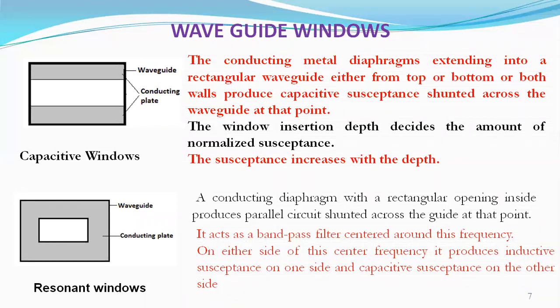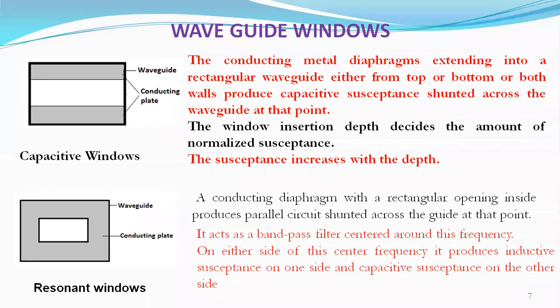Then tuning screws and posts. These are used to create susceptance in the rectangular waveguide. For tuning screws, we insert a movable rod in the rectangular waveguide to create the susceptance effect, depending upon the depth of penetration of this movable rod. If the depth of penetration is less than lambda g by 4, it will create the capacitance effect. If it is more than lambda g by 4, it will exhibit the inductance effect. That is the tunable screw.